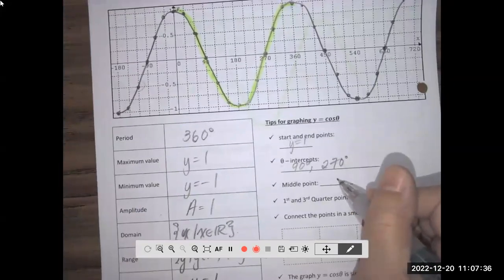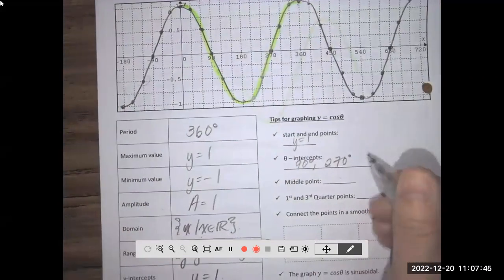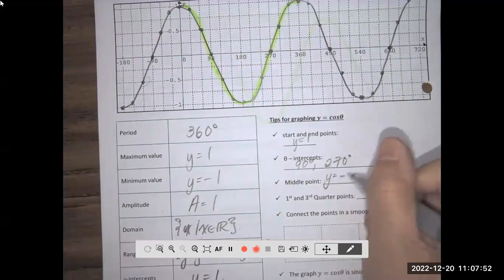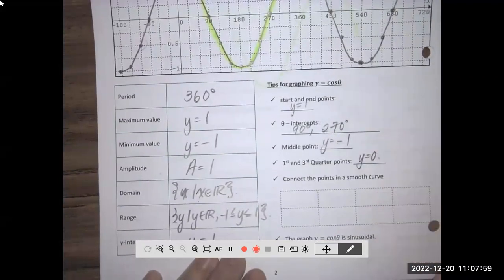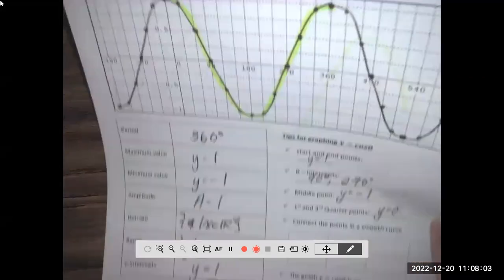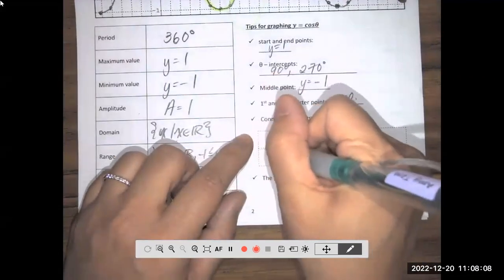Where's our midpoint this time? The middle is not on the median anymore. Where is the middle of this one cycle? y equals what altogether? -1, okay? And first and third quarter points this time are on 0, right? First and third are on 0. Khaled, is that okay? Okay. So again, we're going to do the same as before. Here's our median line.